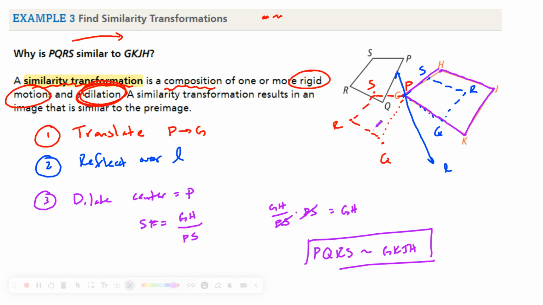Okay, so I call these theoretical problems. They're hard to see. Again, I'd much rather do it on the coordinate plane where I have numbers to work with.